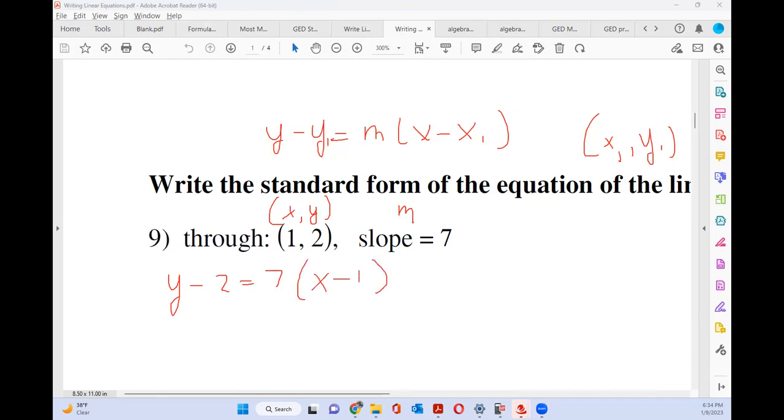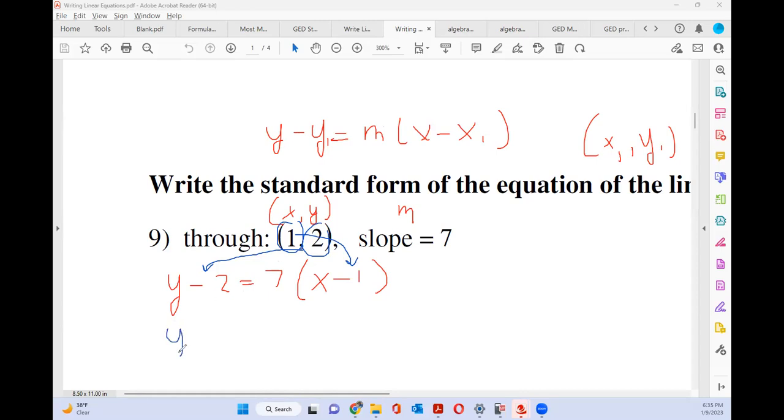So all I did, understand what I did? I just took this x, put it right there, minus 1. Took this y, put it right there, minus 2. Because the formula says y minus y1. So y minus 2 equals 7 times x minus x1. Does everybody understand that?